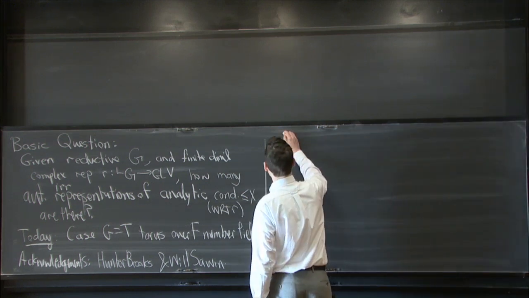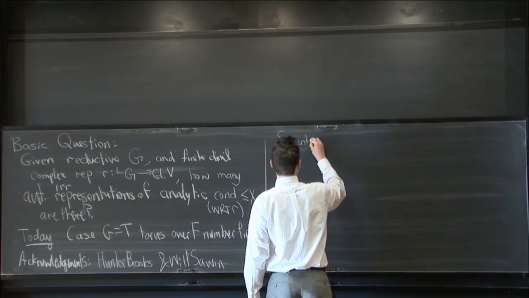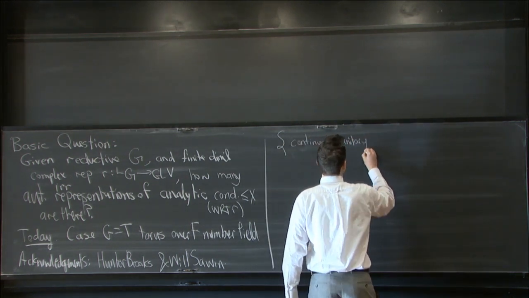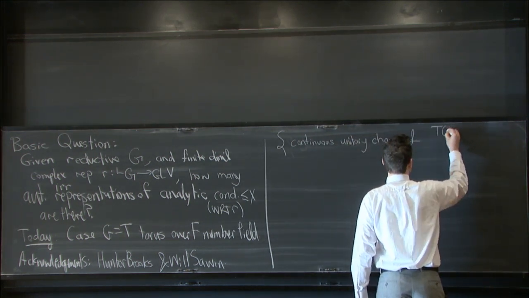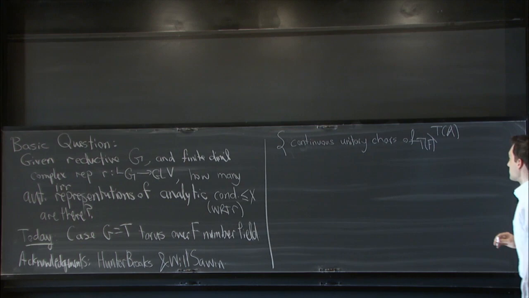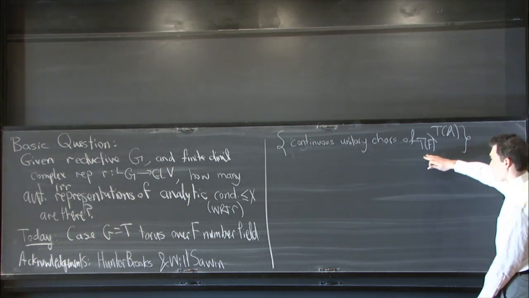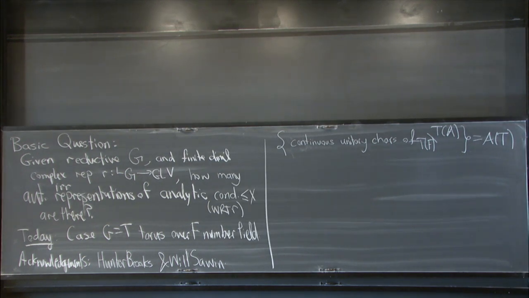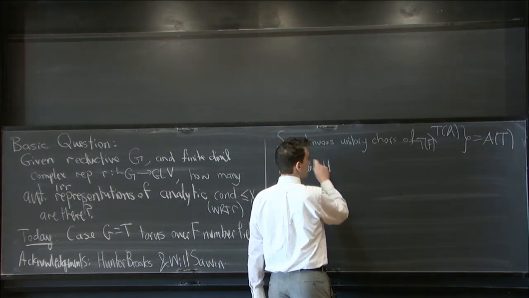Okay, so the set I'm going to be interested in is the set of continuous unitary characters of T of the F adeles mod the F points of T. I'll give this set a name. It's the set I'm going to try to count. So I'll call it A(T), for automorphic characters of T. And I'm also going to pick a Haar measure on A(T).